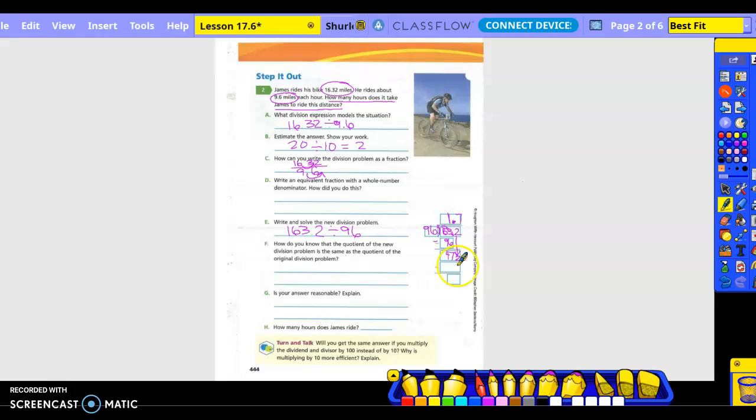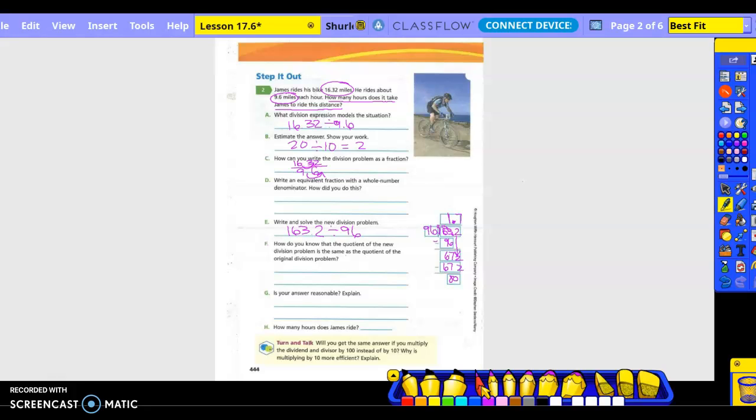7 times 6 is 42. Put the 2, mentally carry the 4. 7 times 9 is what? 63 plus 4 is what? No. Oh, yeah, because I put the wrong thing here. There should be a 6 and a 4. So 7 times 9 is? 7 times 9 is 63. Plus 4 is? Okay, and we have nothing left over, right?